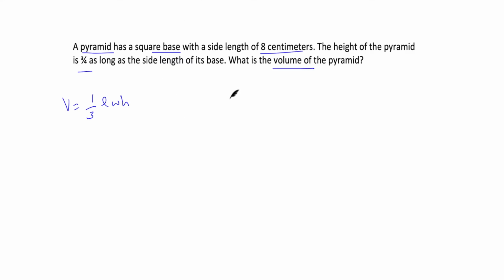Okay. Now the height is not given to us. The height is 3 over 4 as long as the side length of its base. Base is a square and we know that all the sides of a square are equal. So height is basically 3 over 4 into 8, which is 8 divided by 4 is 2, times 3 is 6. Now we have everything. We have the length, width and the height. Let's just put the values into the formula and see what we get. The volume will be 1 over 3, length is basically 8, width is also 8 because it's a square, and the height is 6. 6 divided by 3 is 2, 8 into 8 is 64, 64 into 2 is 128 cubic inches, or centimeters, sorry. Cubic centimeters is our answer.